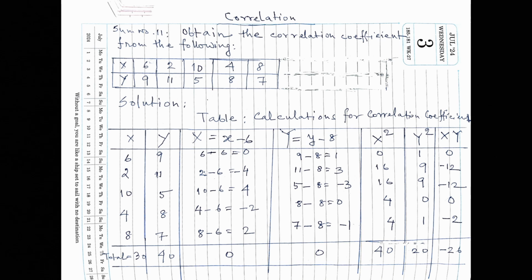Likewise, for x is 10, y is 5, capital X is equal to 10 minus 6 is equal to 4. Capital Y is equal to 5 minus 8 is equal to minus 3. Capital X square is equal to 4 square, 16. Capital Y square is equal to minus 3 square, 9, and XY is equal to 4 into minus 3, minus 12. Likewise, the two other entries have been calculated.